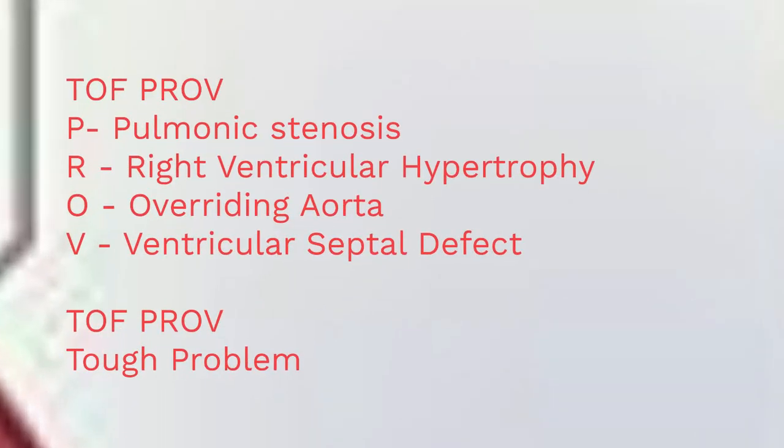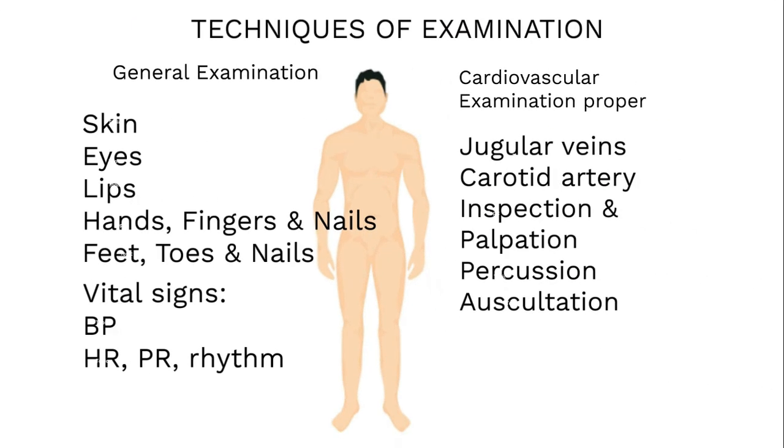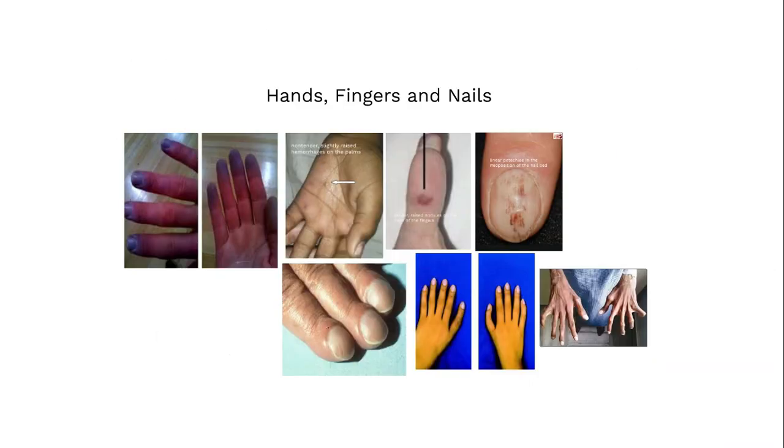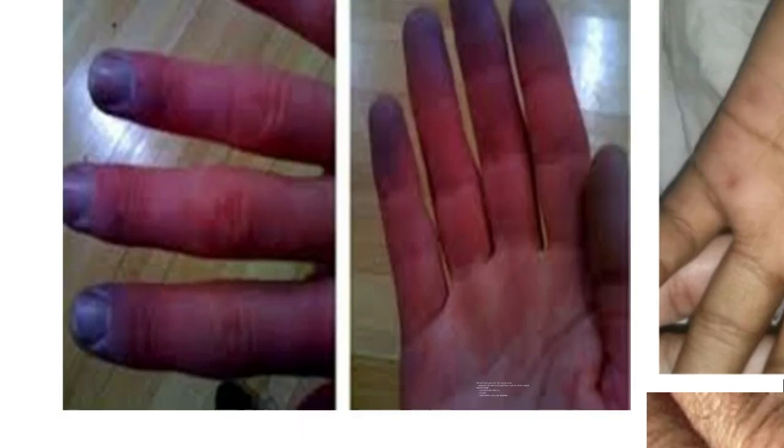So this is my mnemonic, TOF, "tough problem". P for pulmonary stenosis, R for RVH, O for overriding aorta, and P for the ventricular septal defect. Okay, so for the hands and fingers, you can see the bluish discoloration of the extremities.